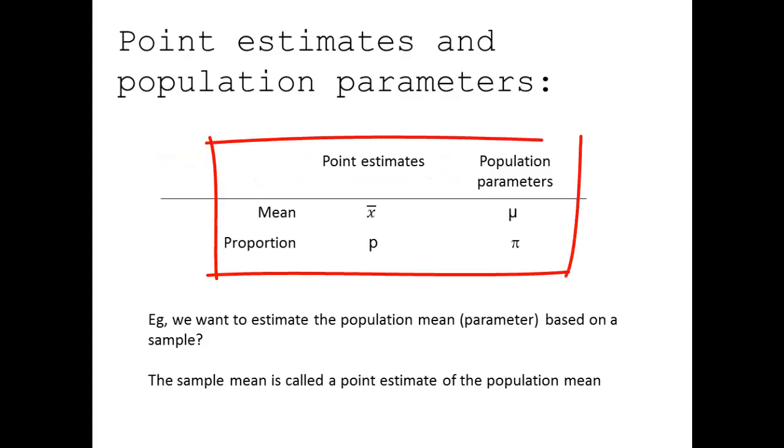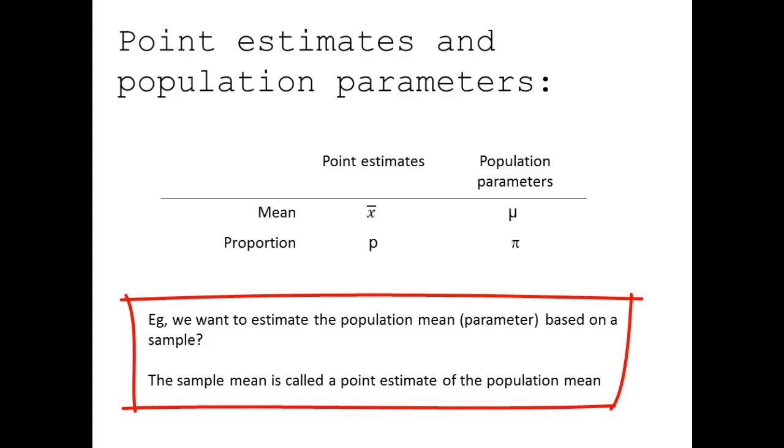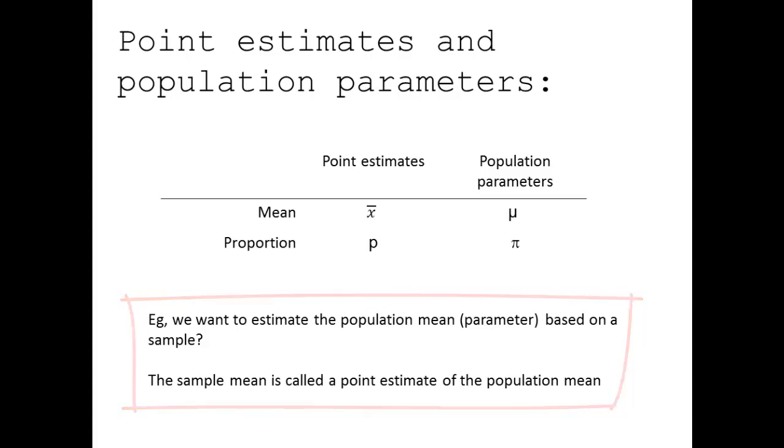So this table shows two common sample statistics which might be used as point estimates for a population parameter. So let's connect them with a simple example. Say for instance we're interested in the mean height of men in England. So we take a random sample of 2,000 males, and the sample mean would be our best guess of the mean in the population. In this case, the sample mean is called a point estimate of the population mean.